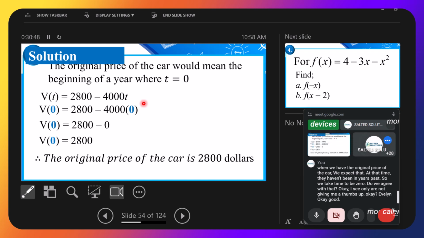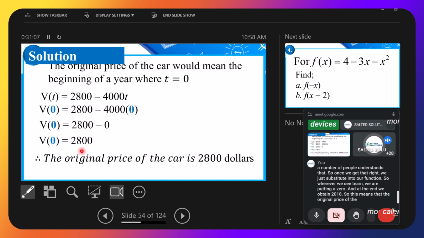So once we get that right, we just substitute into our function. Wherever we see t, we put a zero. And at the end, we obtain 2,800. So this means that the original price of the car is 2,800.